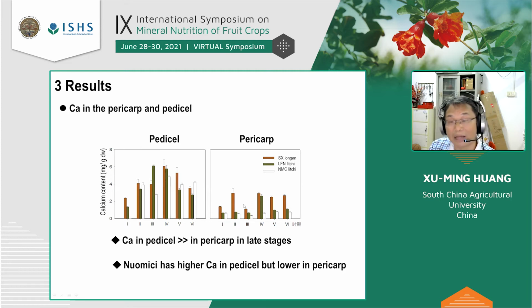And in the pericarp, we can find calcium concentration is generally much lower than calcium in the pedicle. And Nuomici has the lowest calcium content in the pericarp. In contrast, it has the highest calcium content in the pedicle in later stages.